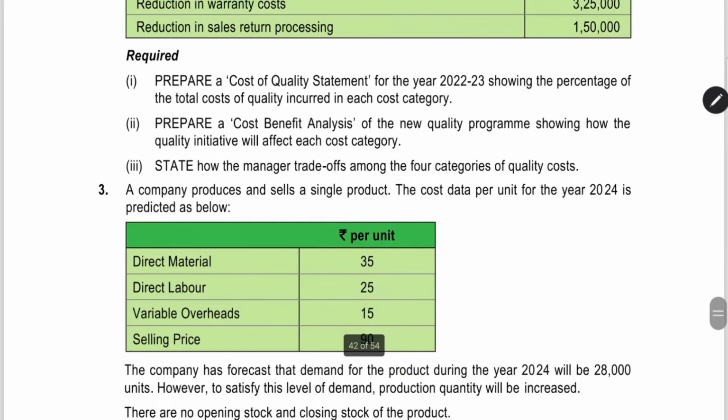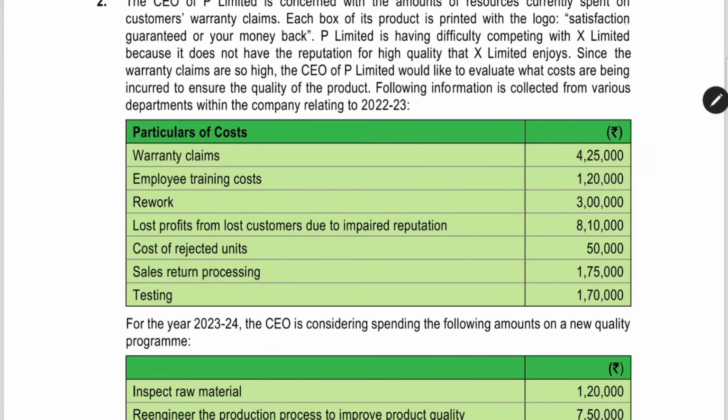The second question is, we have to prepare a cost-benefit analysis of the new program. For the new program, what are all the savings, what are all the costs incurred, and what is the net benefit, that we have to say. Here we can divide the items into different categories.